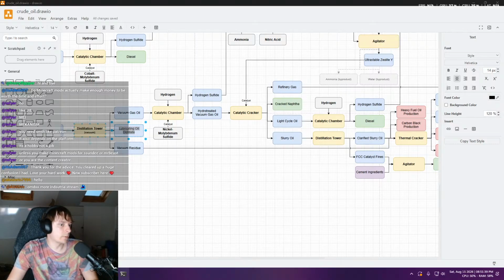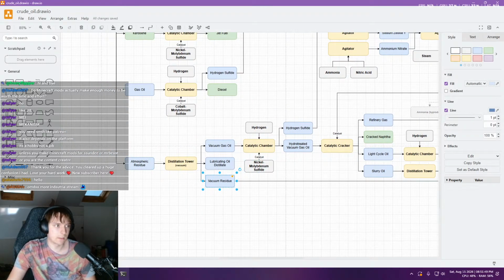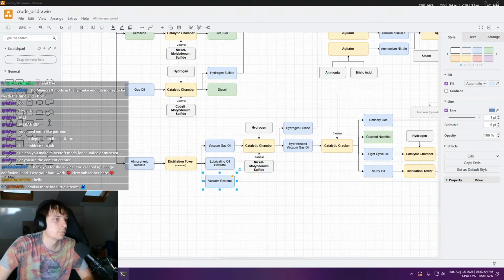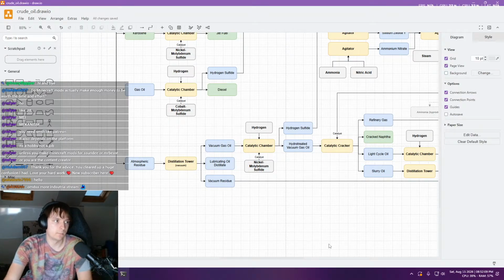Oh my god, I have so many things open right now. Okay, so I know vacuum residue is basically what's used for the bitumen. Fine. Sort that out. But I want to do these in order a little bit. We can't do that without doing this one first.